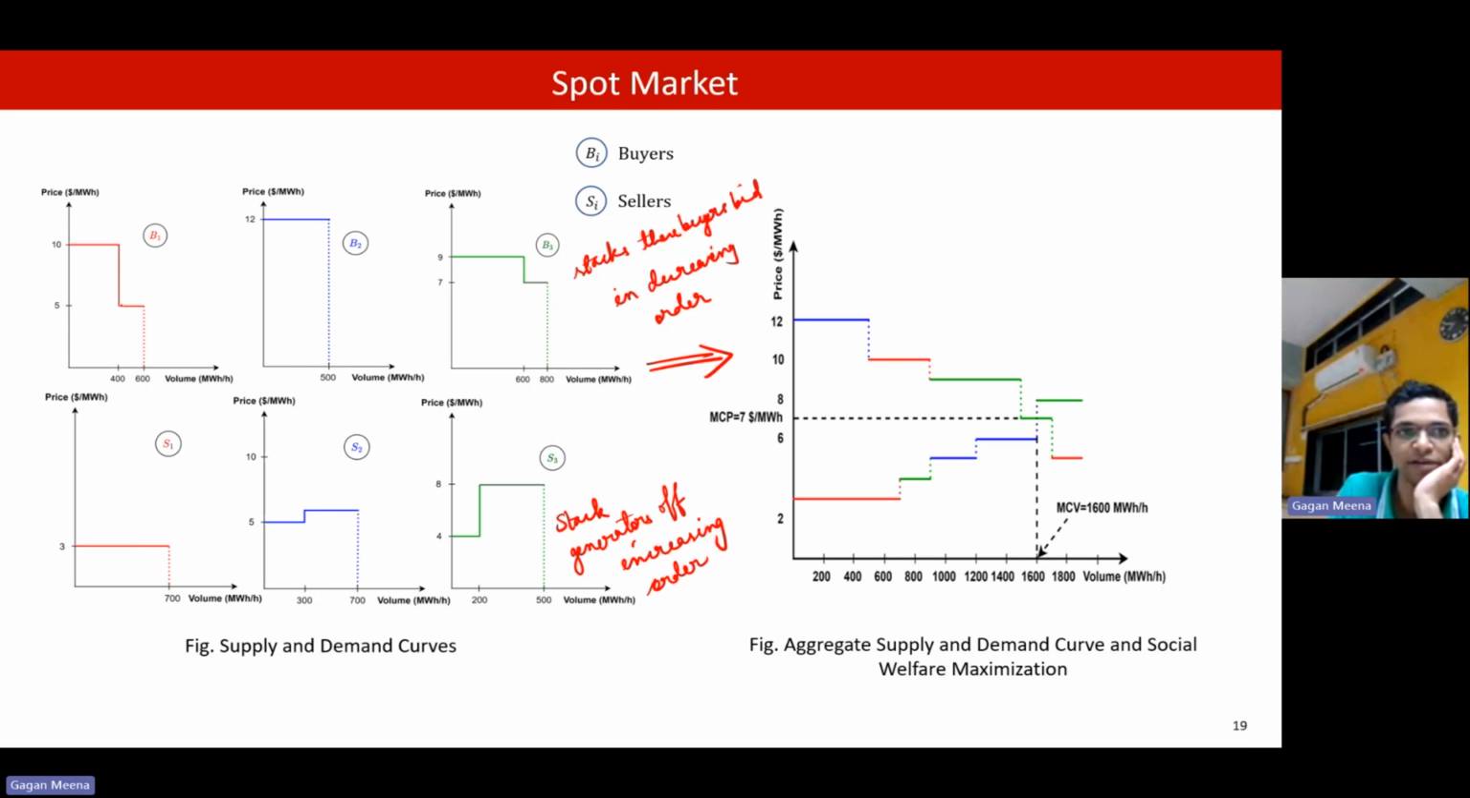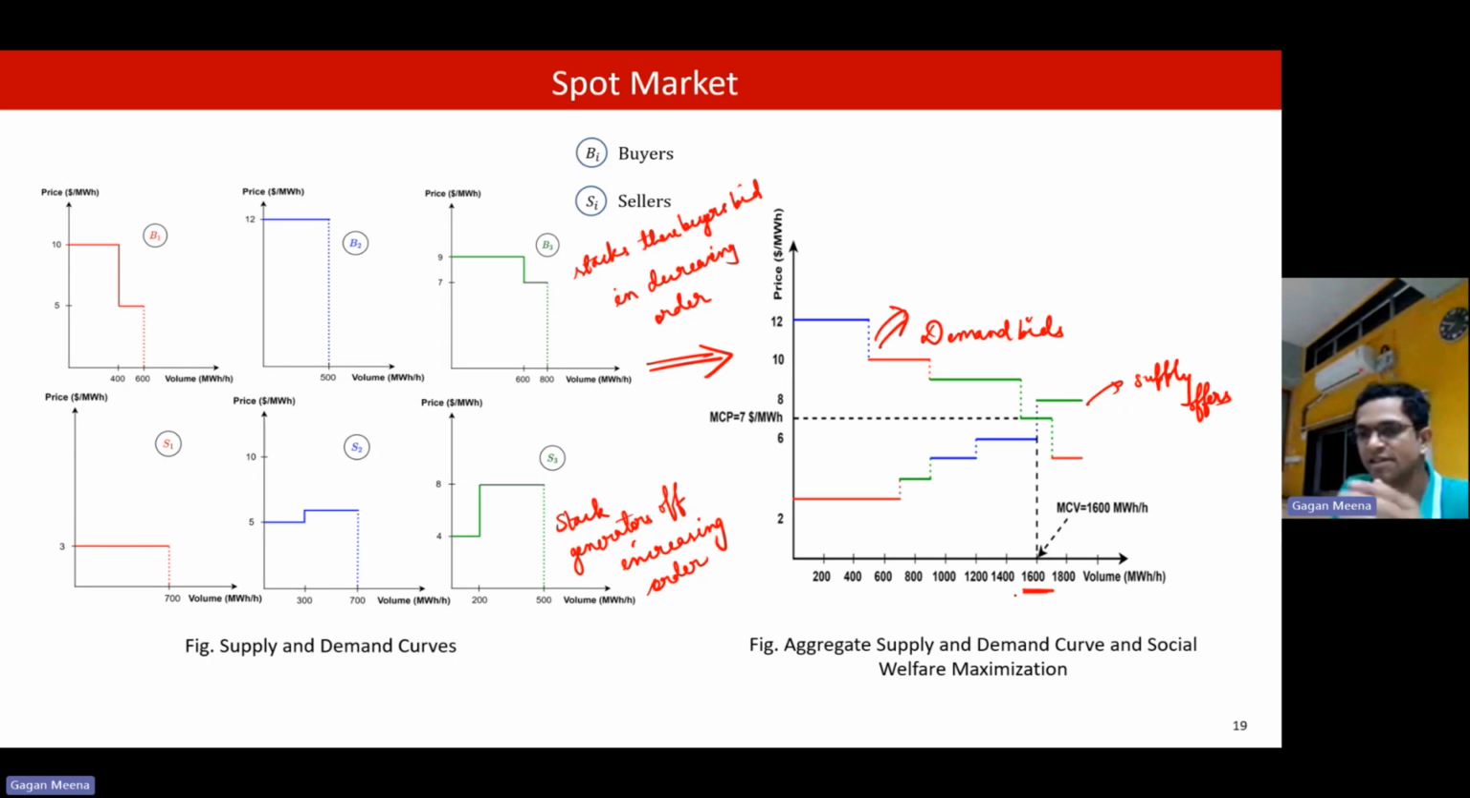And if you take buyer one, then buyer one is willing to pay $10 per megawatt hour for the first 400 megawatt, and after that it is willing to pay less. Overall, we get this curve. These are the demand bids, stacked in decreasing order, and these are the supply offers stacked in increasing order. And the point where they meet, this is the intersection point, here we get the total volume which will be cleared in the market.